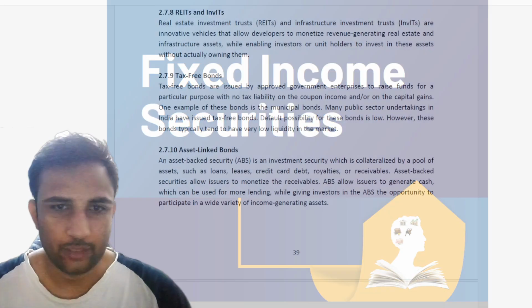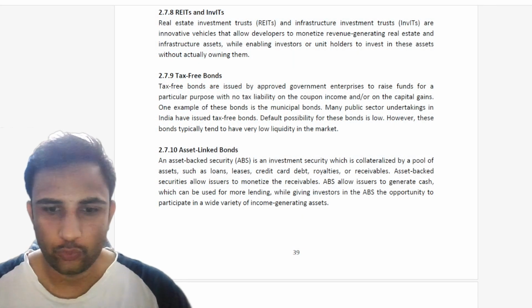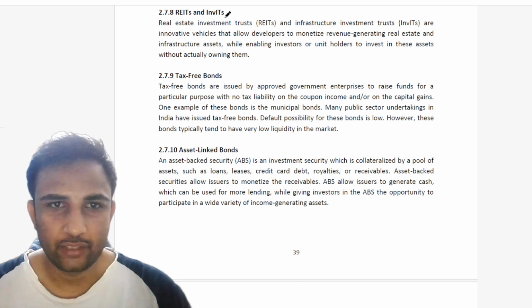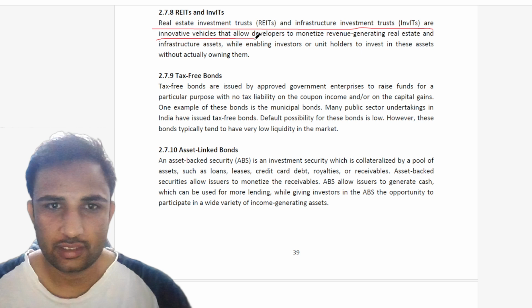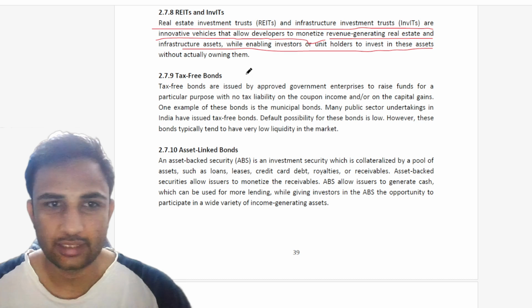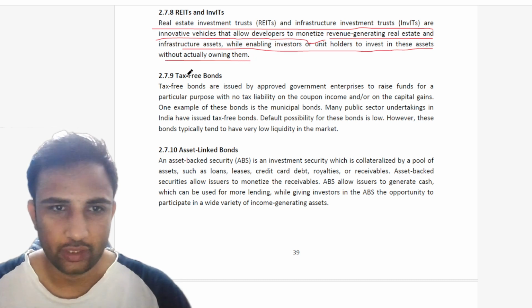Let's continue with the next chapter, that is 2.7.8, REITs and InvITs. Real Estate Investment Trusts, REITs, and Infrastructure Investment Trusts, InvITs, are innovative vehicles that allow developers to monetize revenue generating real estate and infrastructure assets while enabling investors or unit holders to invest in these assets without actually owning them.